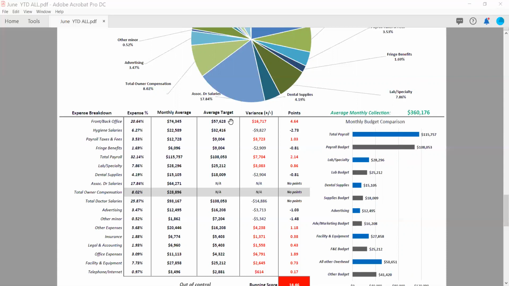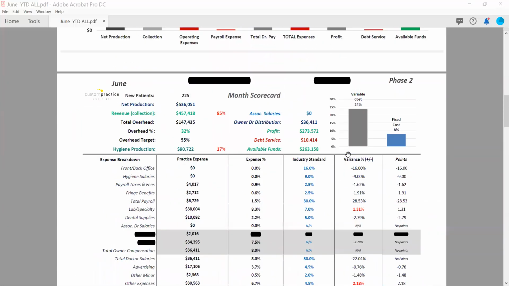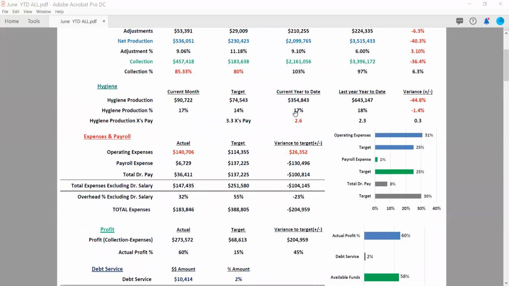Now, one thing I want to point out specifically is hygiene. In this case, hygiene is under budget, right? But maybe I should have used a better example. If hygiene salaries are over that 9%, and we see them over budget consistently every month on average, we can then look to the scorecard or the overview report, the first report, to see what their hygiene is like as a profit center. In this case, they're at 2.6 times their pay, but they're massively underproducing.